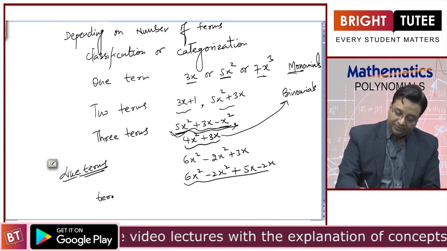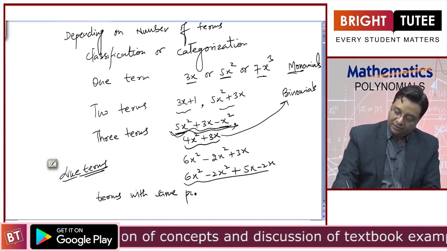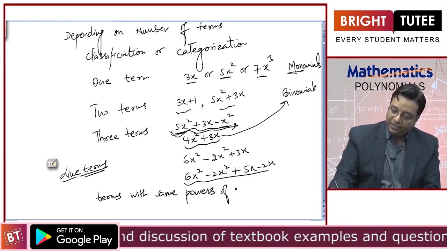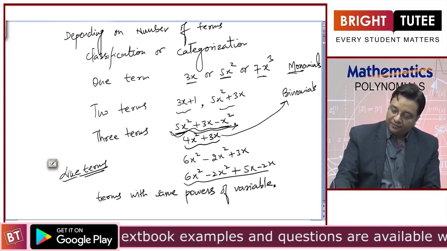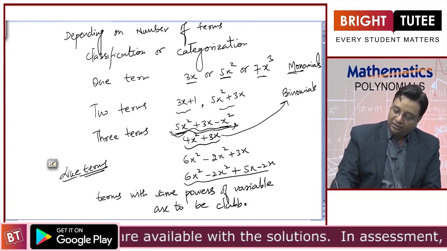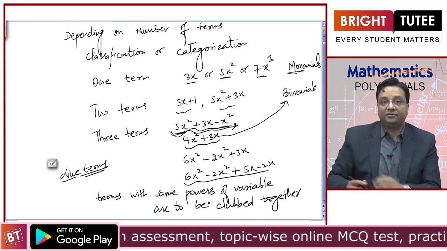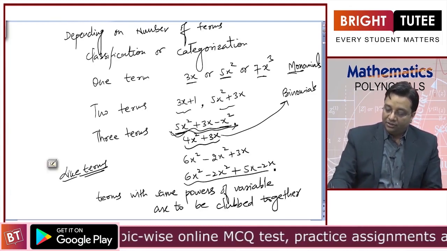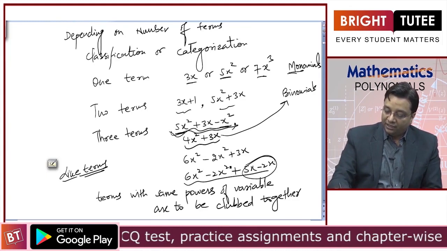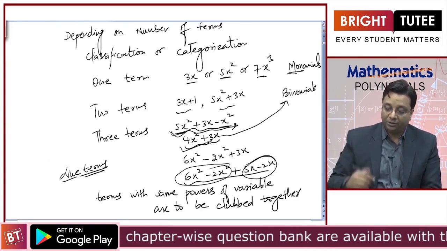So, terms with same powers of variable are to be clubbed together. Only then this categorization will make sense, right? So, these two have to be clubbed together and these two have to be clubbed together. So, this will be the polynomial with two terms, that is binomial.